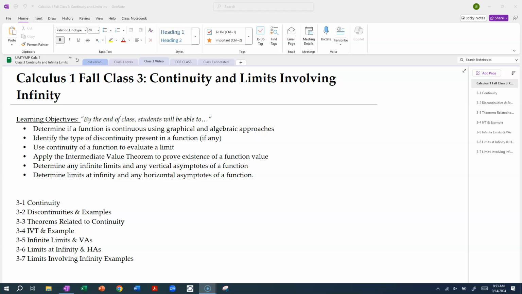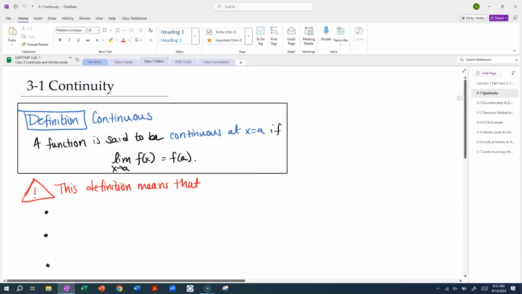Welcome everyone. In this video series, we are going to look at continuity and limits involving infinity. And so you can see the different learning objectives and the different videos that you're going to be watching as a part of this video series. We're going to dive right in and talk about continuity, and we're going to start right off with the definition.